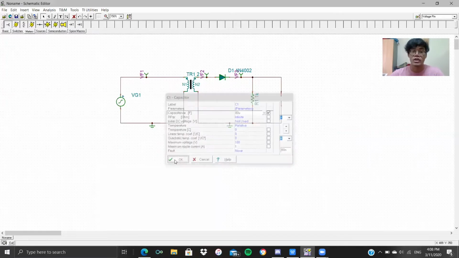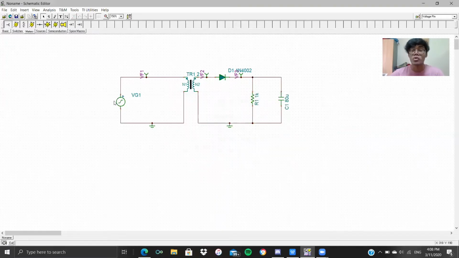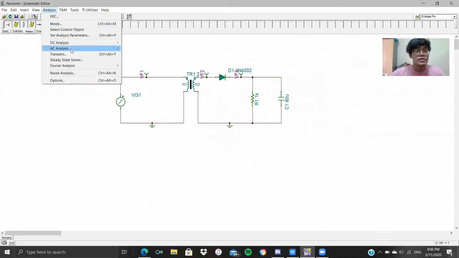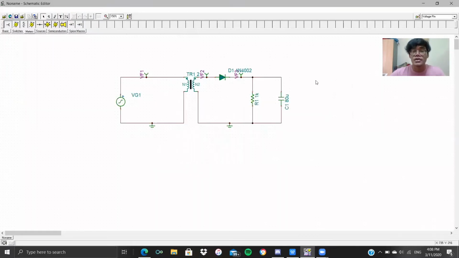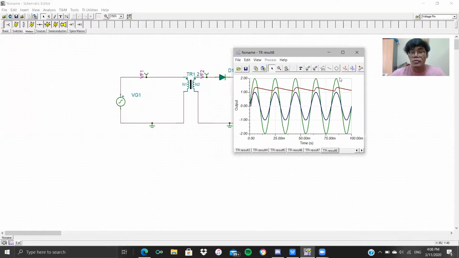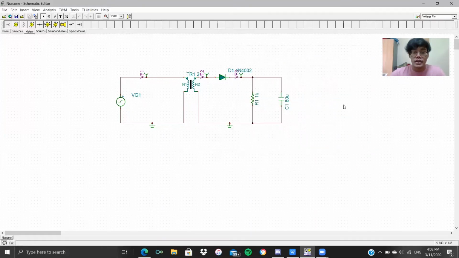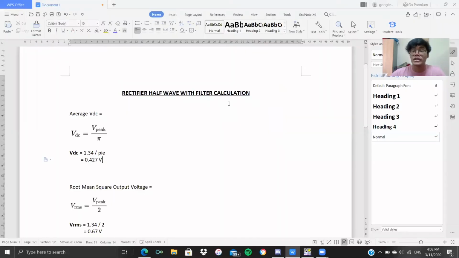I'm going to pick the 80 μF, which is the easiest way to read the peak value. So I'm going to run the transient analysis. I'm going to mark at this point, find the highest peak value. So it should be 1.34, is it? And the value of 1.34, I'm going to use in the half-wave filter calculations.